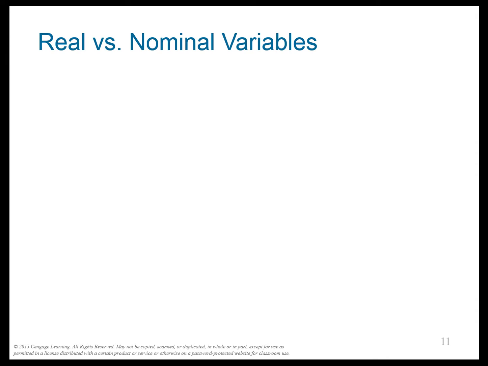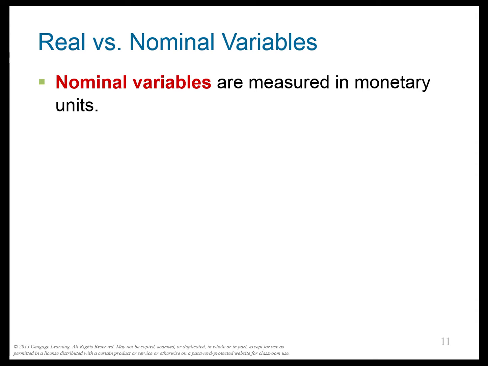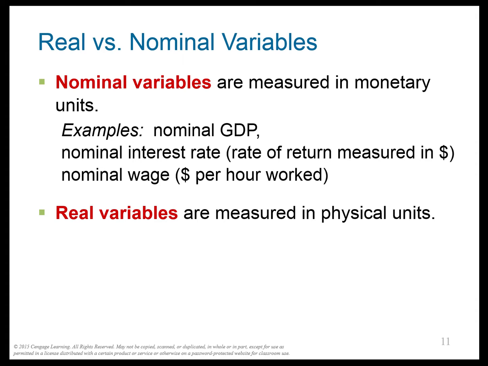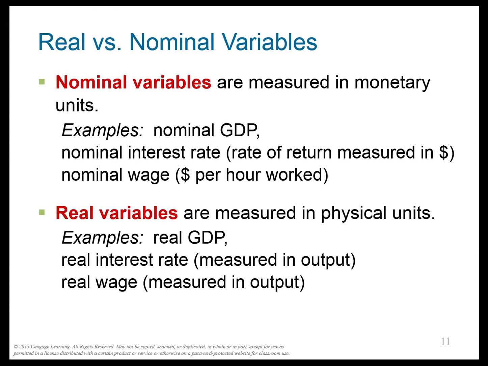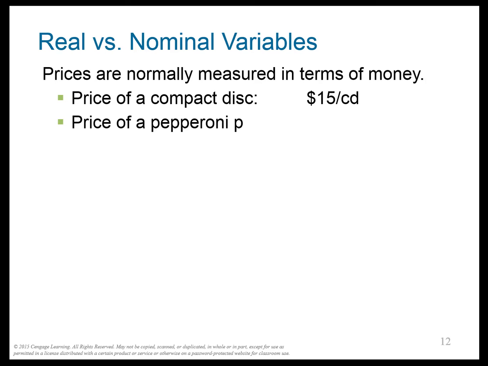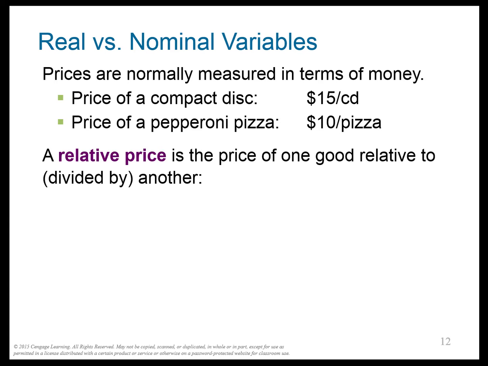So, quick review: real versus nominal variables. Nominal variables are measured in monetary units: nominal GDP, nominal interest rate, nominal wage. It's in dollars. Real variables are what we actually care about. They're measured in physical units, the amount of things that we can buy: real GDP, real interest rate, real wage. Prices are normally measured in terms of money. So think of the price of a compact disc or the price of a pepperoni pizza.